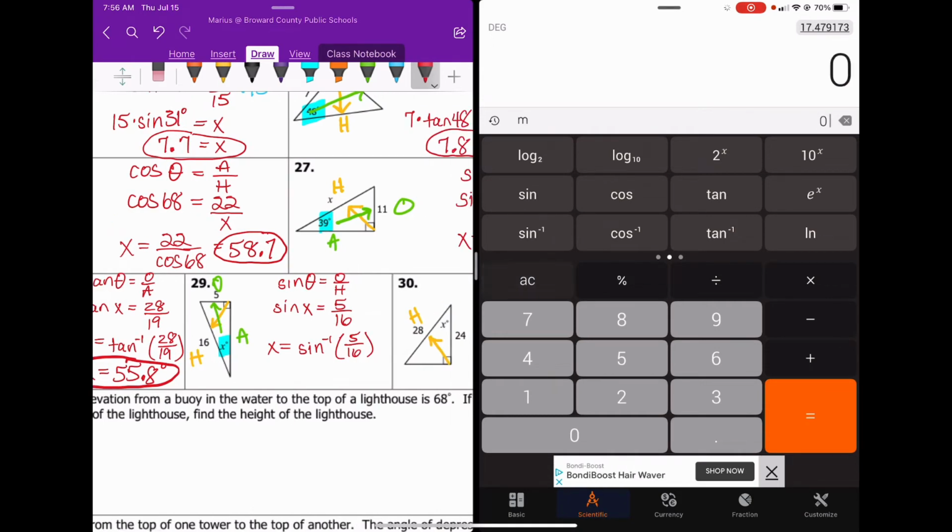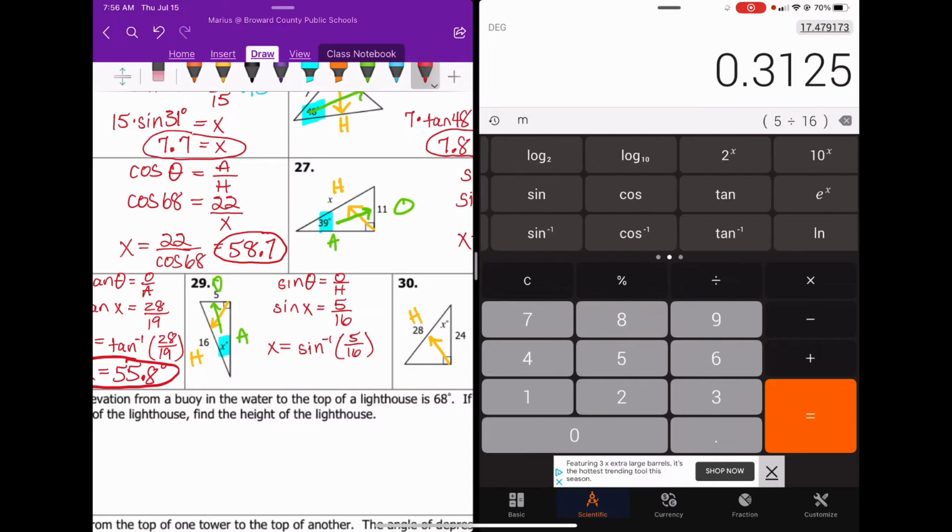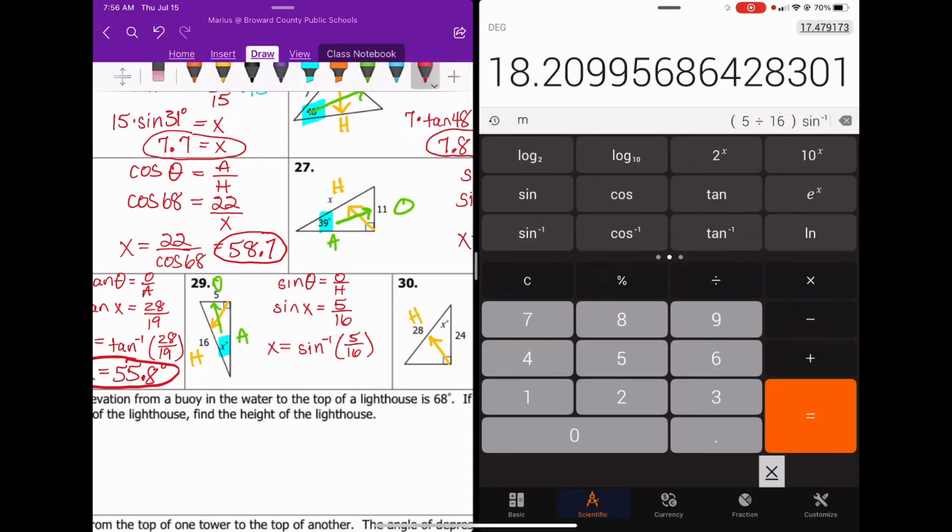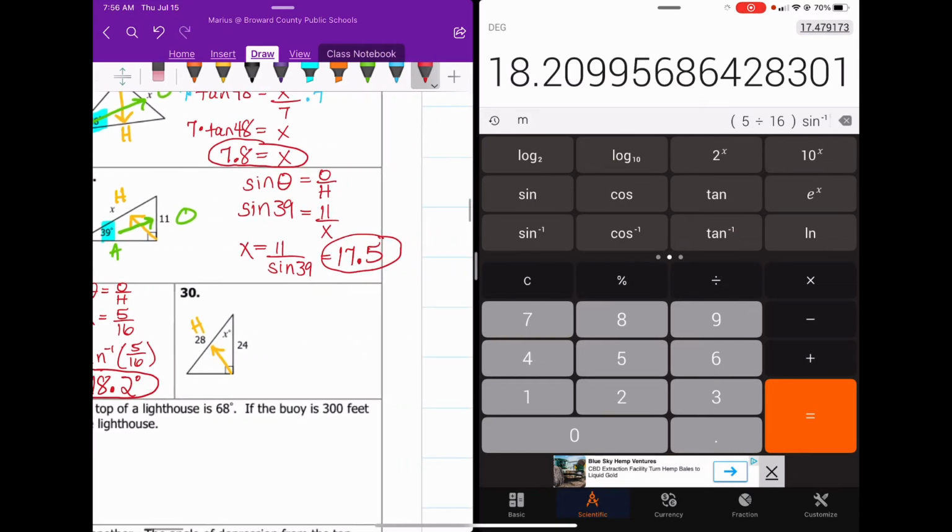Let's clear that. So first, we're going to do parentheses, 5 divided by 16, close it, and then we're going to hit sine inverse, which is 18.2. So x equals 18.2 degrees. Okay. All right. And 30.